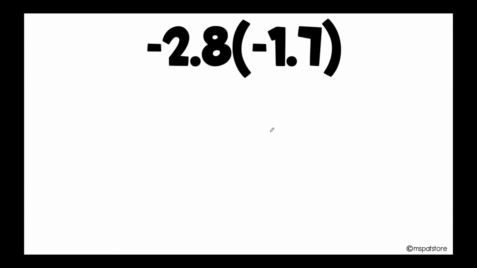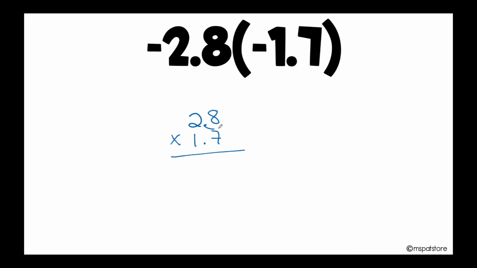Please notice that both of the numbers are negative. So they have the same signs. When they have the same signs, your answer must be positive. Absolute value of negative 2 and 8 tenths is positive 2 and 8 tenths. Absolute value of negative 1 and 7 tenths is positive 1 and 7 tenths. So now I'm ready to multiply.